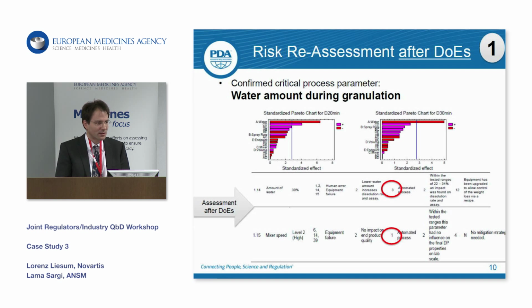And this is now reflected in the so-called QBD2 document, where you can see, on one hand, the amount of water still remains quite critical from an impact point of view. So we still have a 3, whereas the mixer speed had no obvious impact on the final quality. Therefore, it was downgraded from 4 to 1 and was no longer pursued in the subsequent development work. So what was the conclusion of all these experiments? That we should consider the amount of water as a critical process parameter in our full-scale investigation.